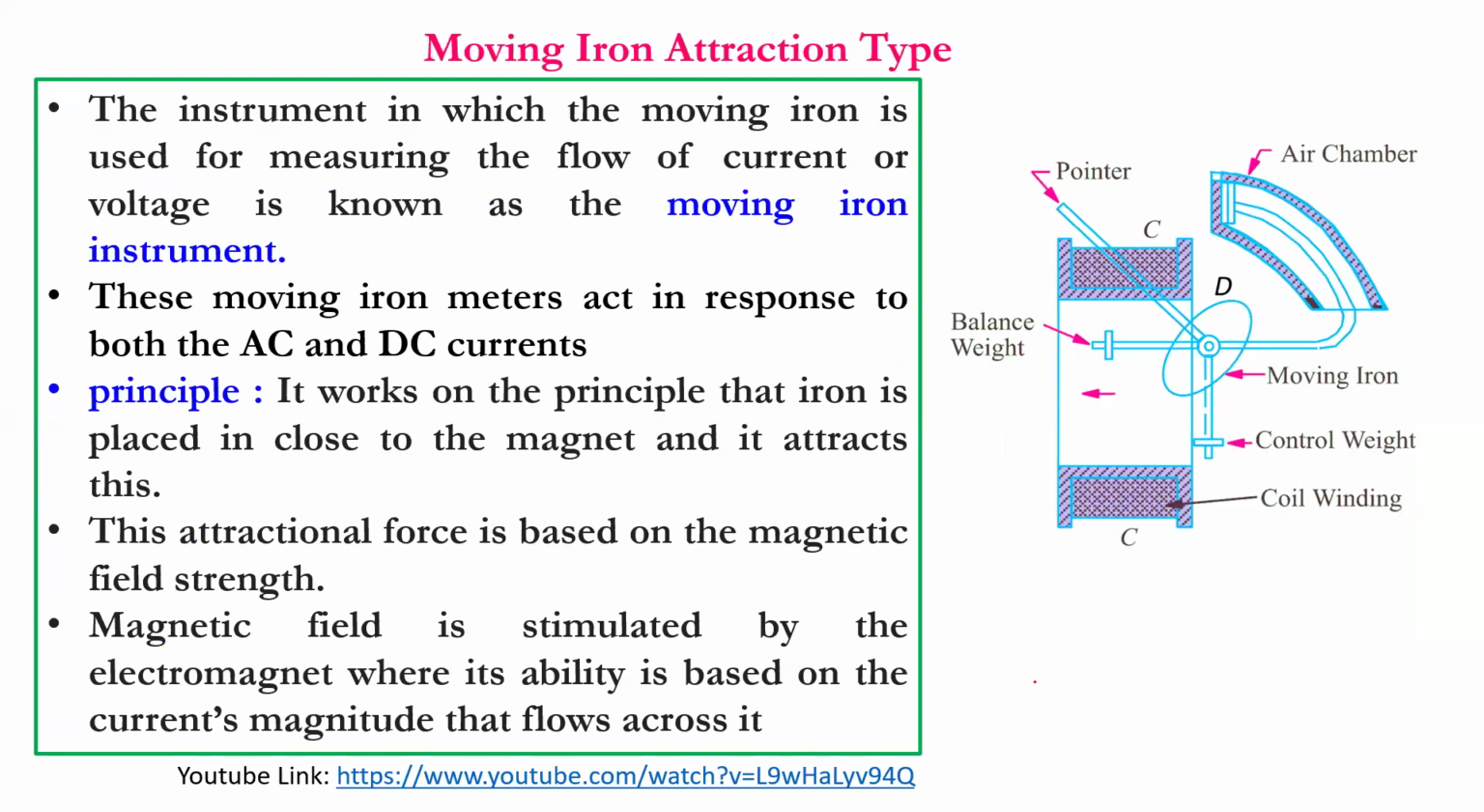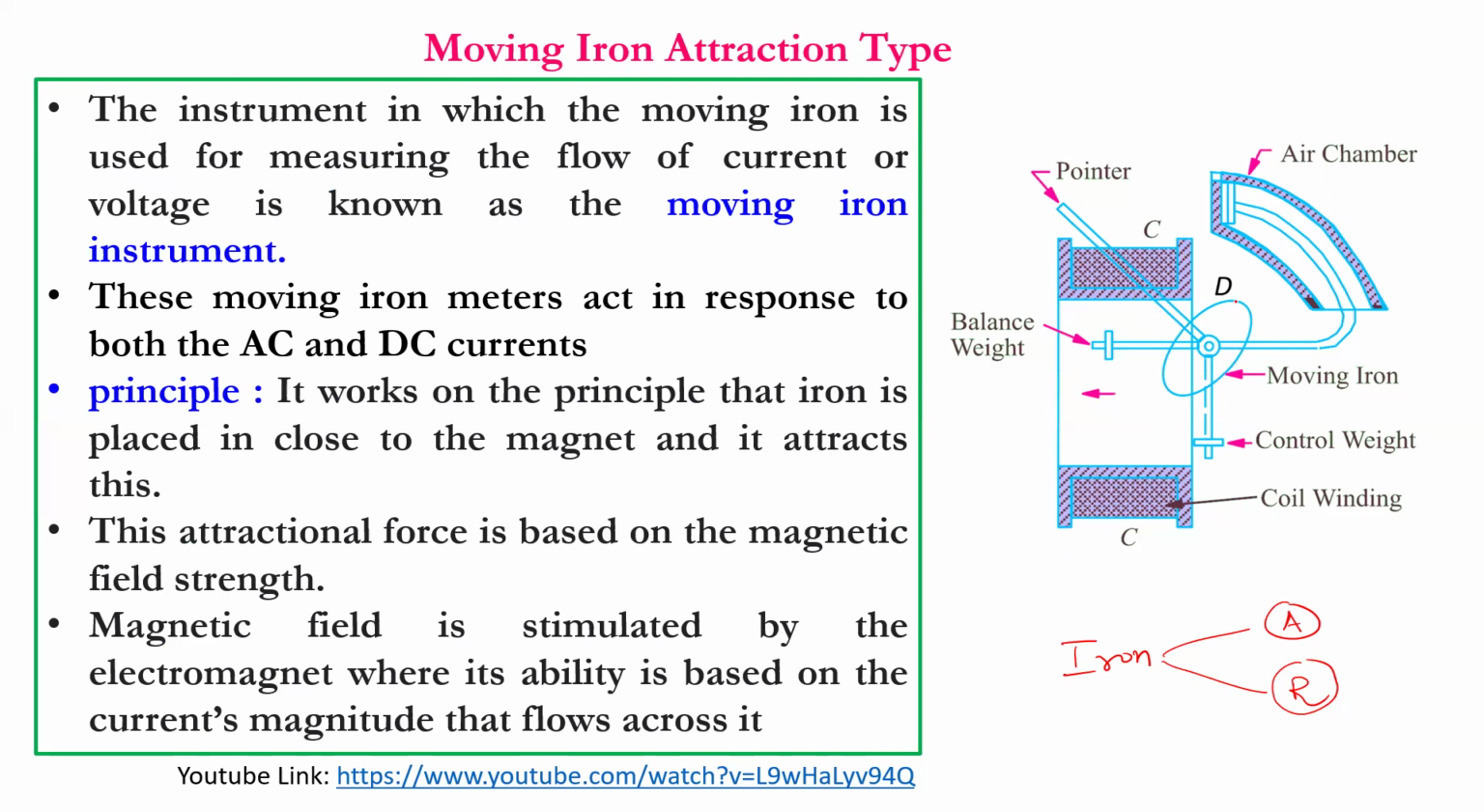In moving iron instruments, the name itself indicates the part. For the iron material, we have two natures there. One is attraction, another one is repulsion. Those are two types: moving iron attraction type, moving iron repulsion type. The first thing we have to choose here is this one. We can have some pointer, and balance weight.